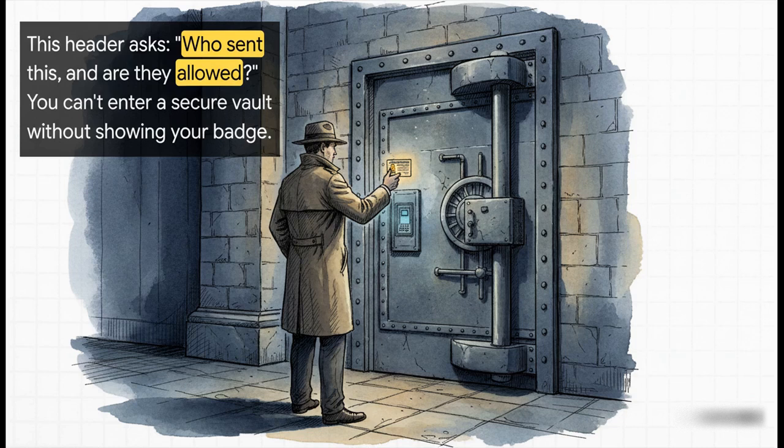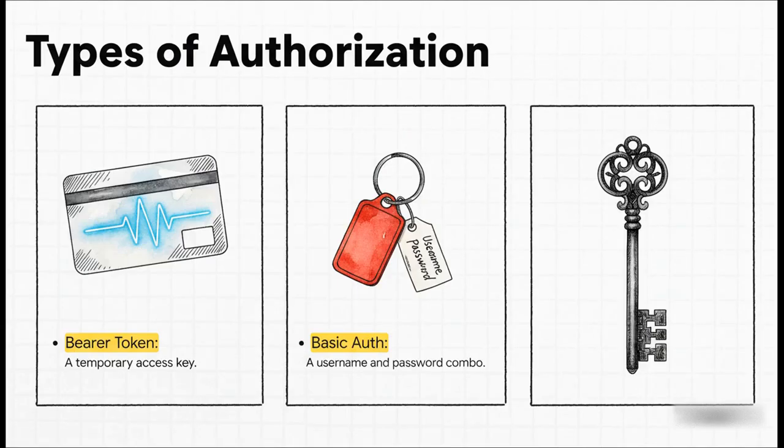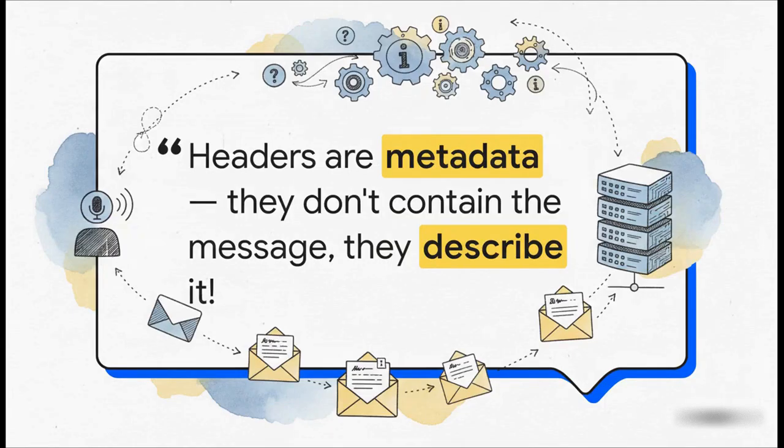Okay, next up on our checklist, identification, the authorization header. This one answers a pretty important question. Who sent this? And do they even have permission to be here? I mean, you can't just waltz into a secure vault, right? You've got to show your badge. And this header, that is the badge. And this badge, it can come in a few different forms. A bearer token, for example, that's kind of like a temporary access key. Then there's basic auth, which is just a simple username and password, or maybe an API key, which is a unique secret code the service gives you. The bottom line is, without the right credentials in that authorization header, the server's bouncer is going to turn you away every single time.